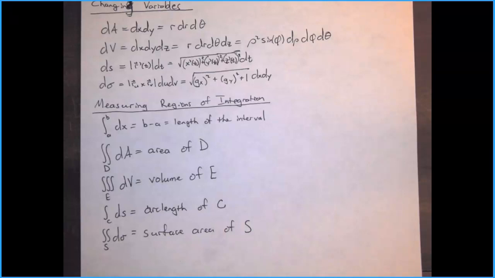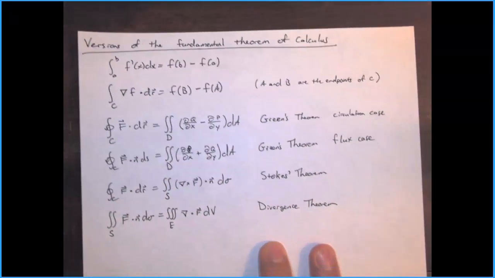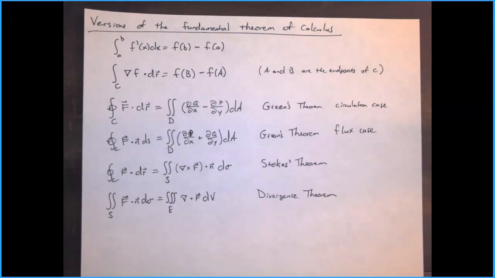If you integrate 1 over a line integral, you get the arc length of that curve. If you integrate 1 in a surface integral, you get the surface area of that surface S. So integrating 1 always gives you some kind of measure of what you're integrating over. And now, the important part, the main results of chapter 16.